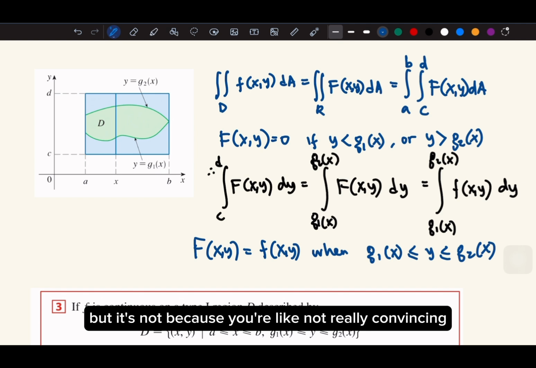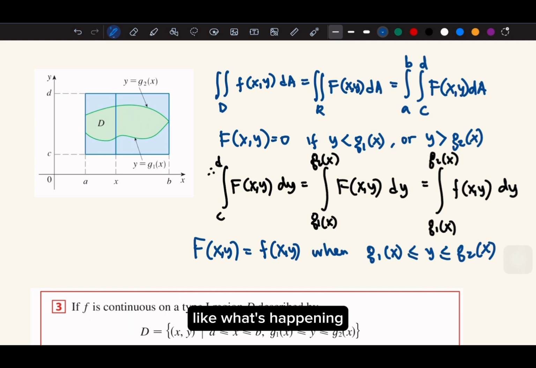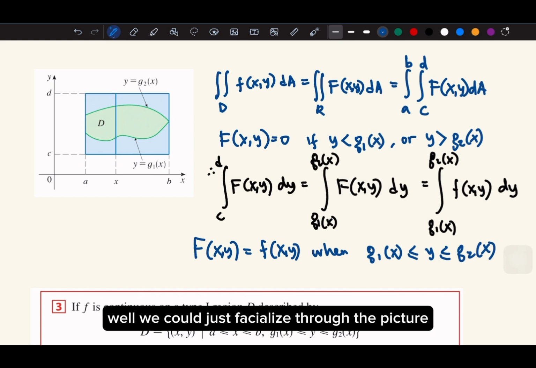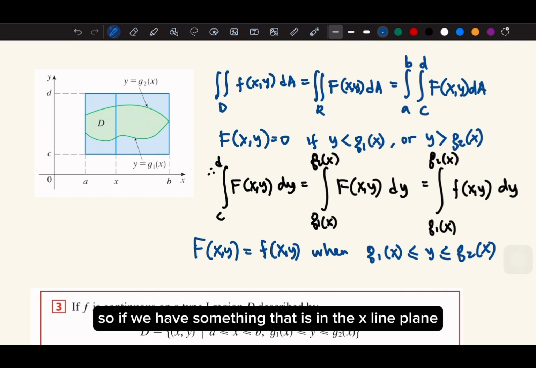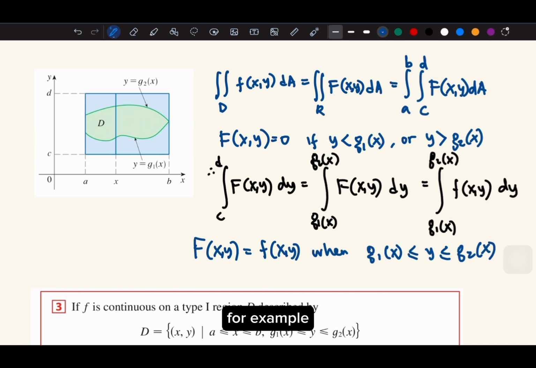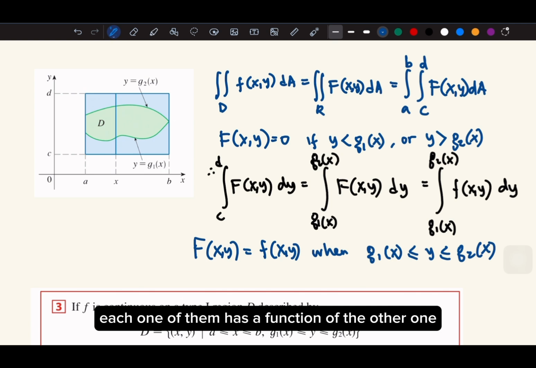But if you're still not really convinced about what's happening, we can just visualize it through the picture and use our intuition. Okay, so if we have something in the xy plane, for example, you can define each one of them as a function of the other one.